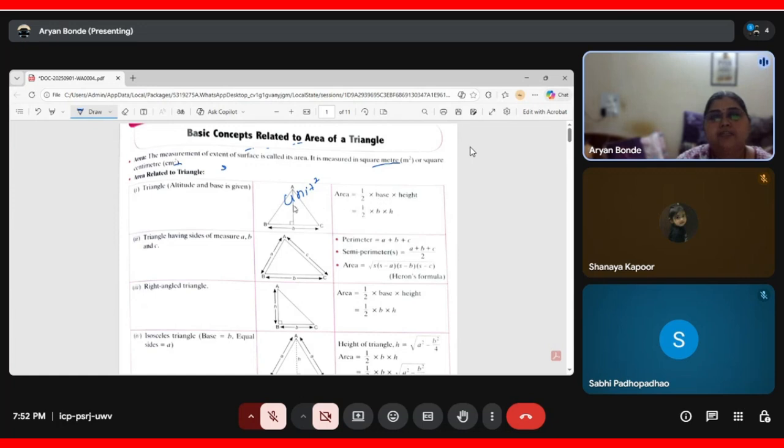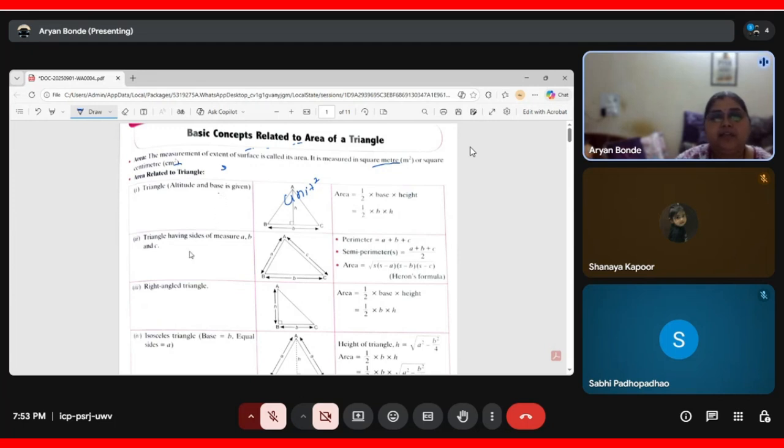See in this figure, ABC is a triangle. H is the height, B is the base. So by using this formula, half into base into height, we can find the area of a triangle. We can use this formula only when the altitude and base are given. This is the first type of area of a triangle.